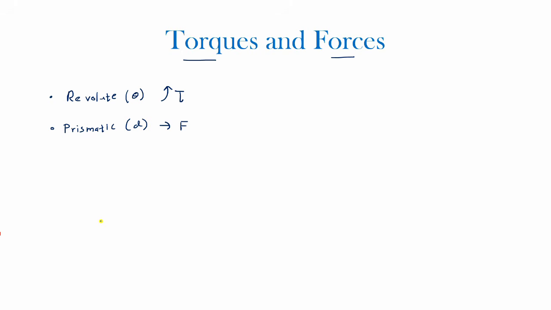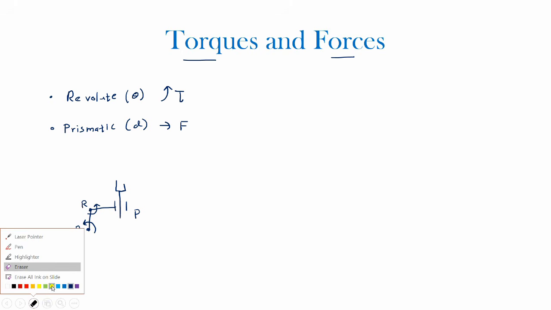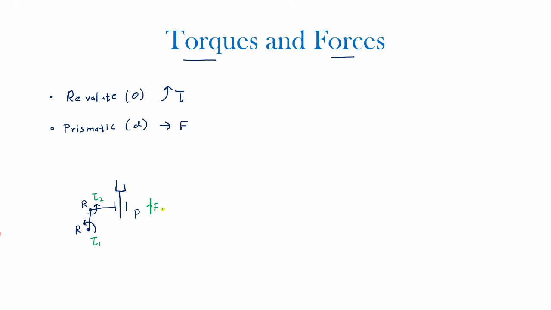So for example, we had a system like this, with two revolute joints and one prismatic joint. You would have two torques in this system, tau 1 and tau 2. I'll better use a different color. Tau 1, tau 2, and a force from the prismatic joint, F3.